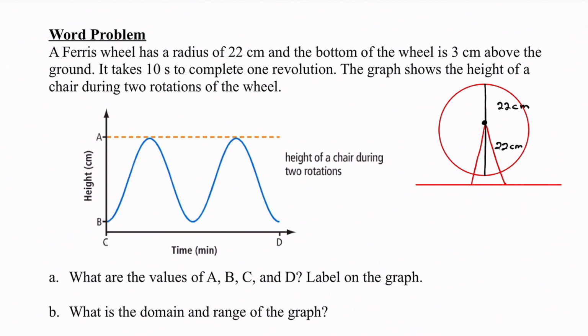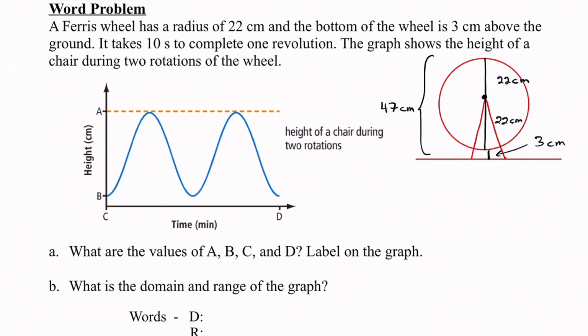And another measurement they told us is that it was 3 centimeters above the ground. So this little length down here at the very, very bottom there, that is 3 centimeters above the ground. So our total height of this entire Ferris wheel, it's going to be 3 centimeters plus 22 plus another 22. And when we add all 3 of those up, we're going to get 47 centimeters. So it's 47 centimeters tall. Questions. So now we got a picture of what our Ferris wheel at least looks like.